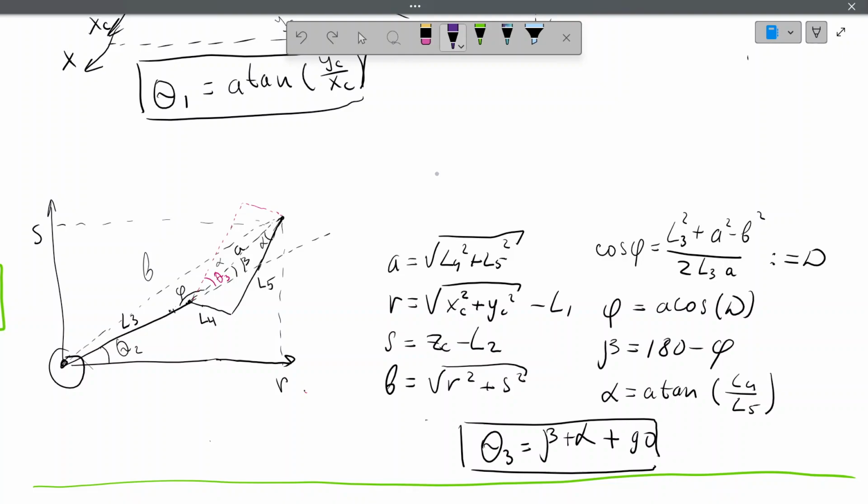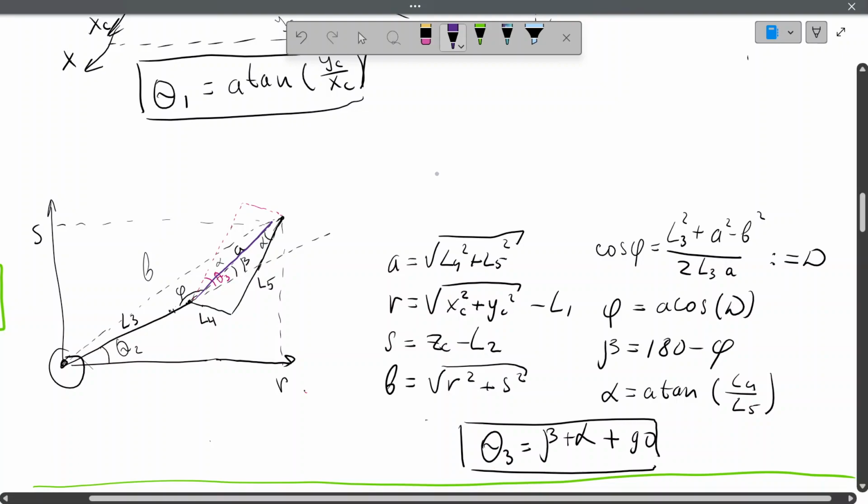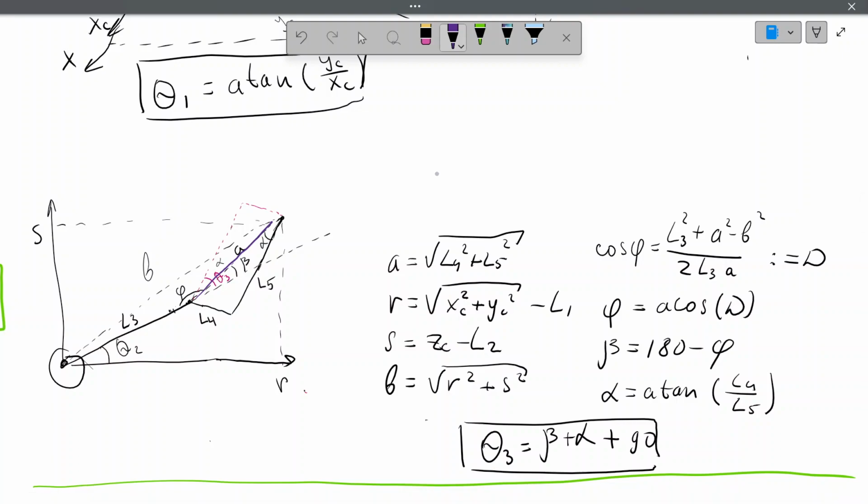Next we also have the beta angle. Beta angle is this one. So for example, phi goes to here. So this is phi and here we have beta. So phi plus beta is 180 degrees because here is a straight line. So beta will be equal to 180 minus phi.